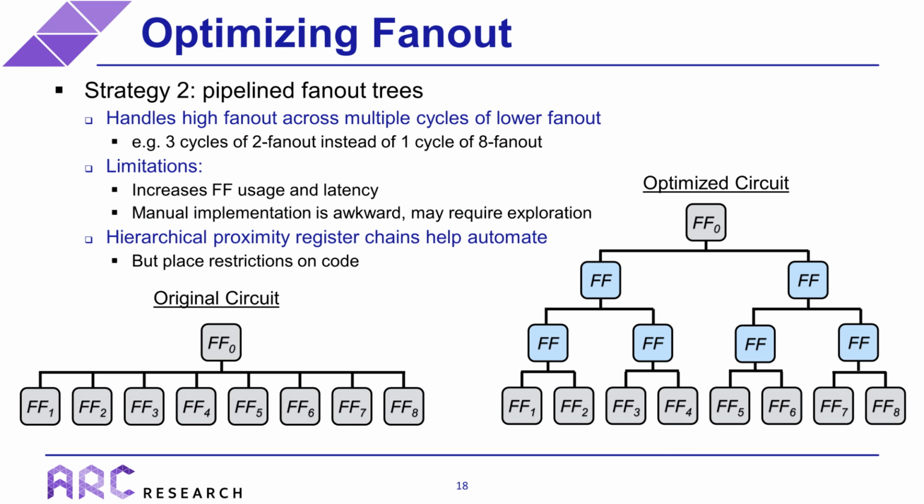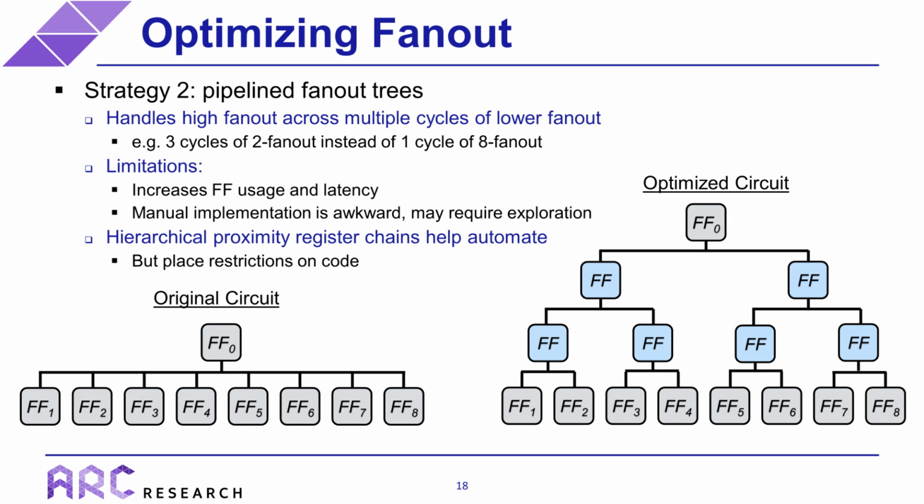A second strategy for dealing with fan-out is what I refer to as pipelined fan-out trees. The basic idea here is to handle a high fan-out signal across multiple cycles of lower fan-out. The figures on the slide illustrate this, where we go from the original circuit that has a fan-out of 8 from flip-flop 0 and convert that to the figure on the right, where we add a tree of flip-flops that uses 3 cycles to connect flip-flop 0 to all the sinks, but never exceeds a fan-out of 2. Like any pipelining strategy, pipelined fan-out trees increase flip-flop usage and latency, which has potential limitations that we discussed earlier.